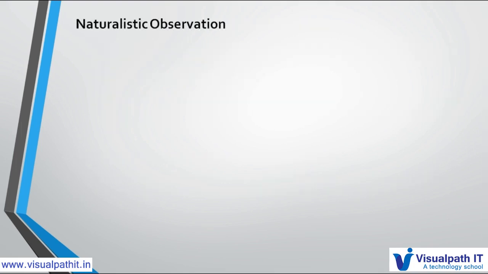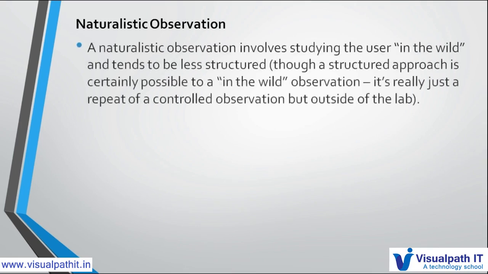Next, the second one is naturalistic observation. A naturalistic observation involves studying the user in the wild and tends to be less structured. Though a structured approach is certainly possible for an in-the-wild observation. It's really just a repeat of a controlled observation but outside of the lab.